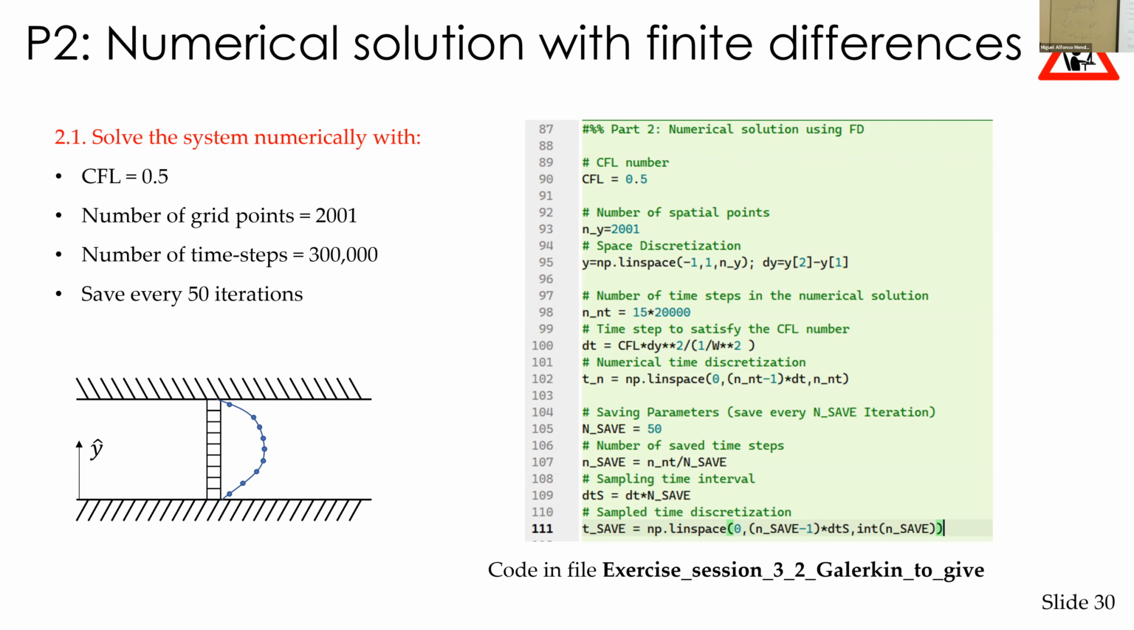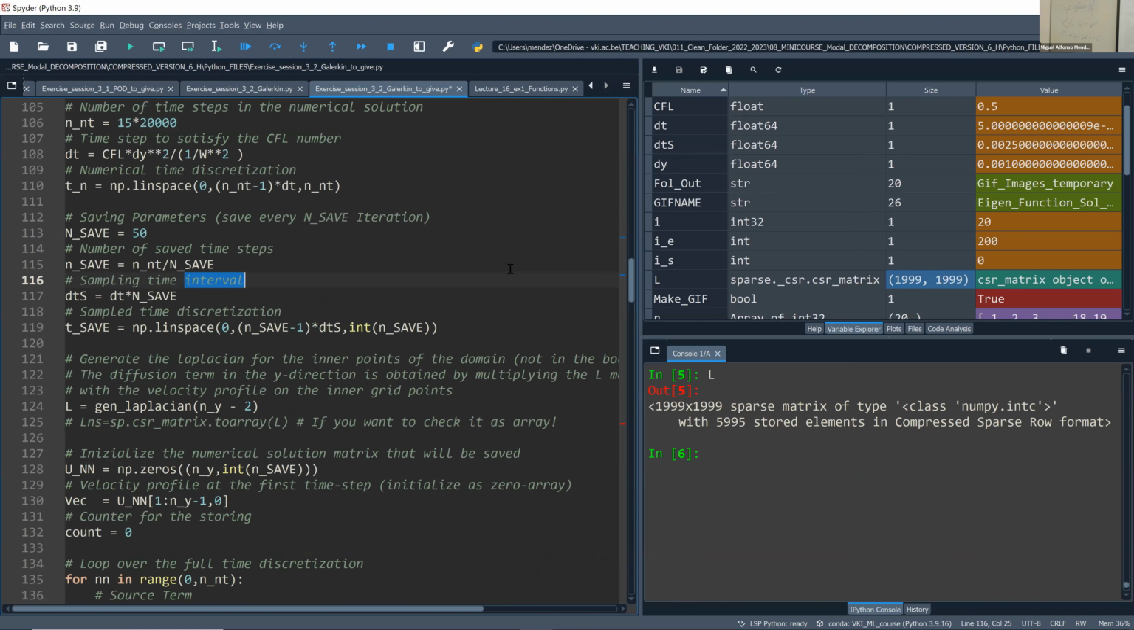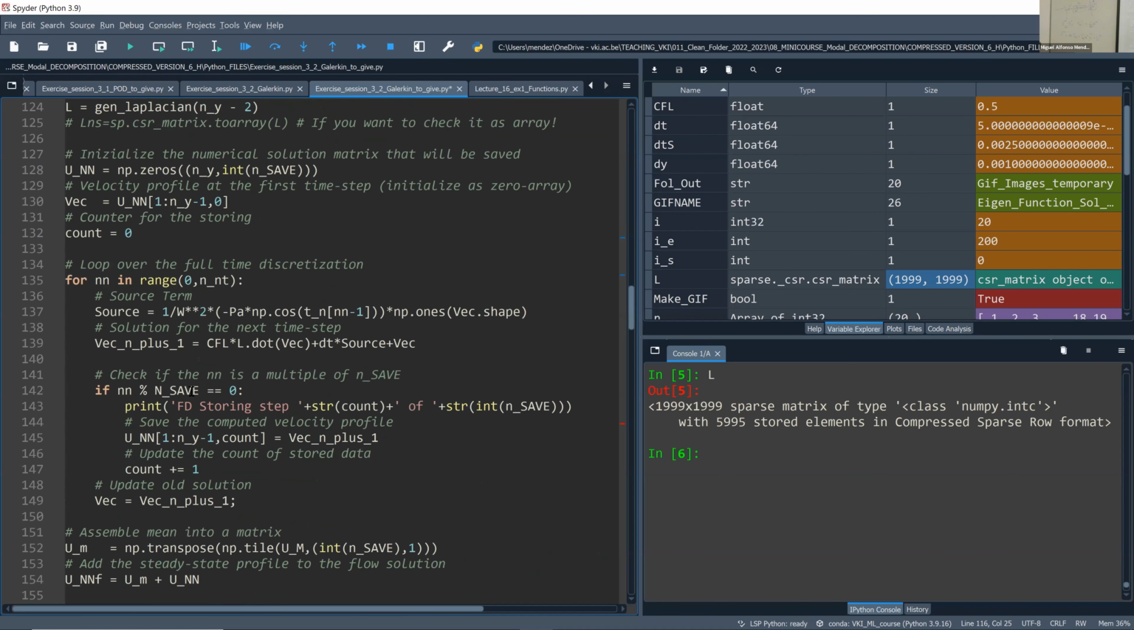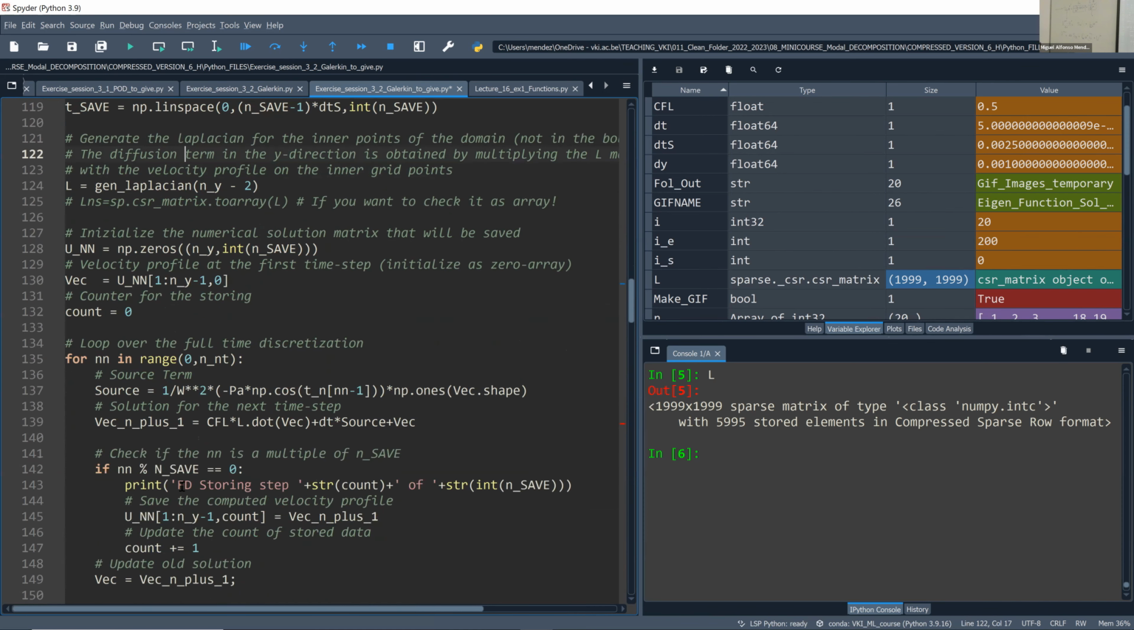So in the code, I don't want to save all this data set. They are too time consuming. So I'm saving here every n save iteration, and n save is 50. Okay, so every 50 iterations, we will actually store our result. This will compute, but store only every 50.